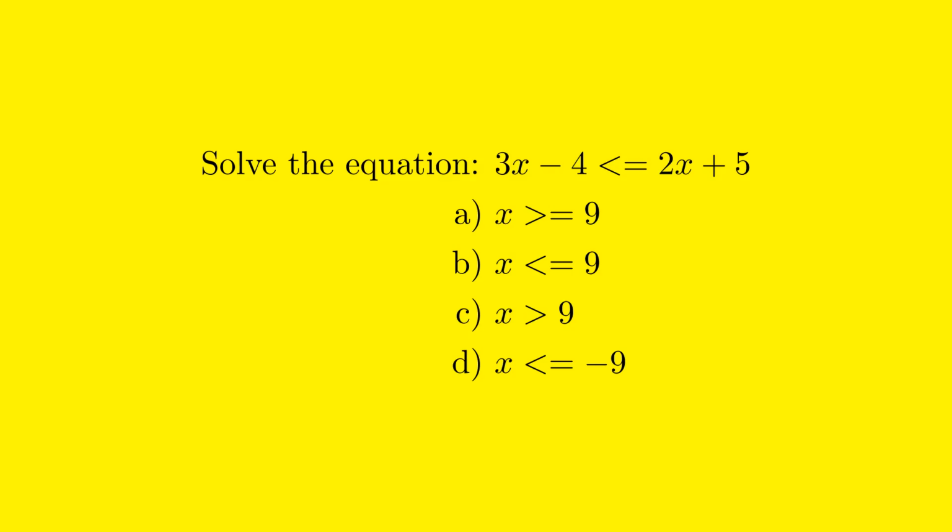Now we will be introducing a problem involving an inequality. The inequality is 3x minus 4 is less than or equal to 2x plus 5. The possible solutions to this problem are A, x is greater than or equal to 9, B, x is less than or equal to 9, C, x is greater than 9, or D, x is less than or equal to minus 9. Pause the video here and try to solve the problem for yourself before we reveal the correct answer.